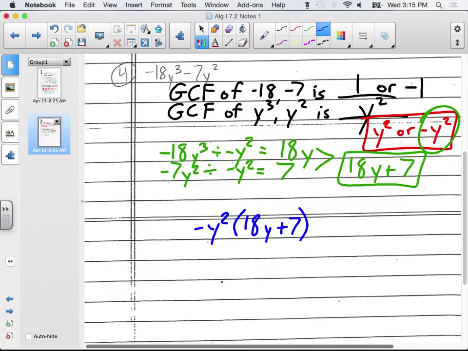Exactly. Did anyone use the other one, just y squared? Would it be a different answer? Dylan did. Ellen, what is it? Y squared and negative 18y minus 7. You use the other GCF, you're going to get a different other factor also. So this has two different names here. Both of these are right.